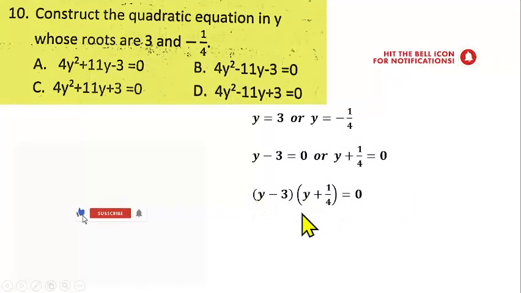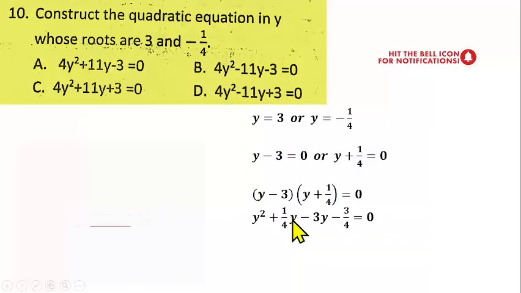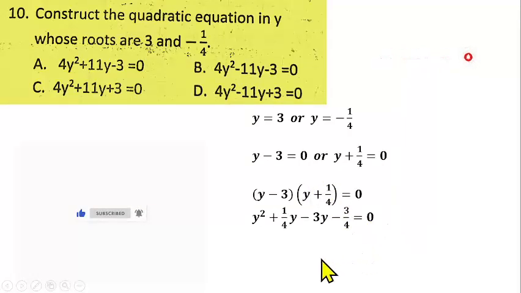From there you can expand the bracket. Y times 4 will give us 4y squared. Then y times 1 over 4 will give us 1 over 4y. Minus 3 times 4 will give us minus 3y. Minus 3 times 1 over 4 will give us minus 3 over 4 equals 0.